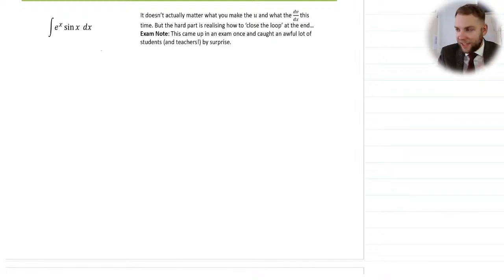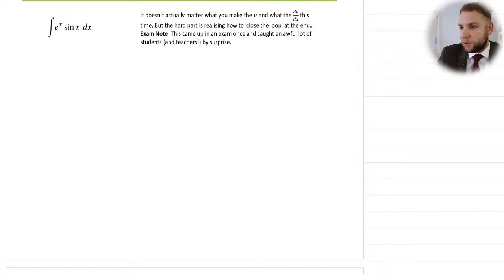Now, the problem with this is that neither of them differentiate to a coefficient, okay? So e to the x always differentiates to e to the x. Sine of x differentiates all the way around that circle, doesn't it?